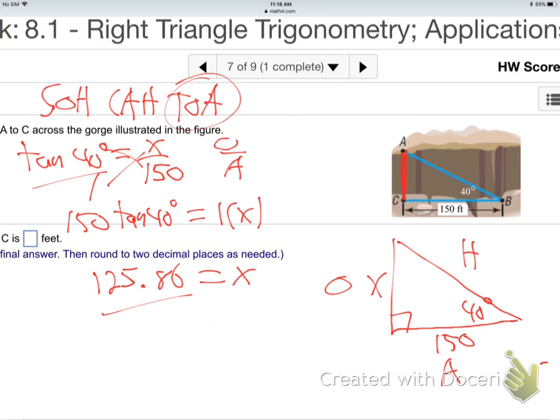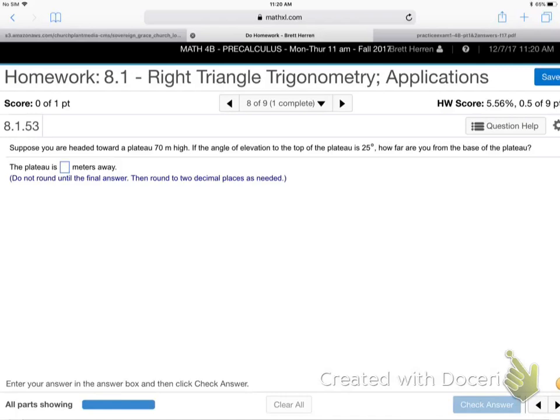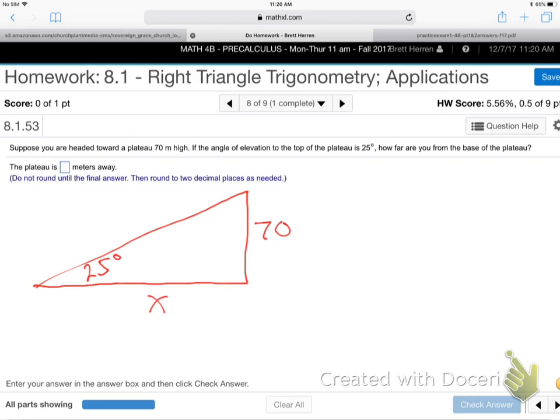Is that good? Questions on that? All right. So this one is kind of interesting. You can actually figure out how far you are away from something. They're saying this is 70 high. The angle of elevation is 25 degrees. This is you here, and this is the base of the mountain or whatever it is right there. And they want to figure out how far you are.